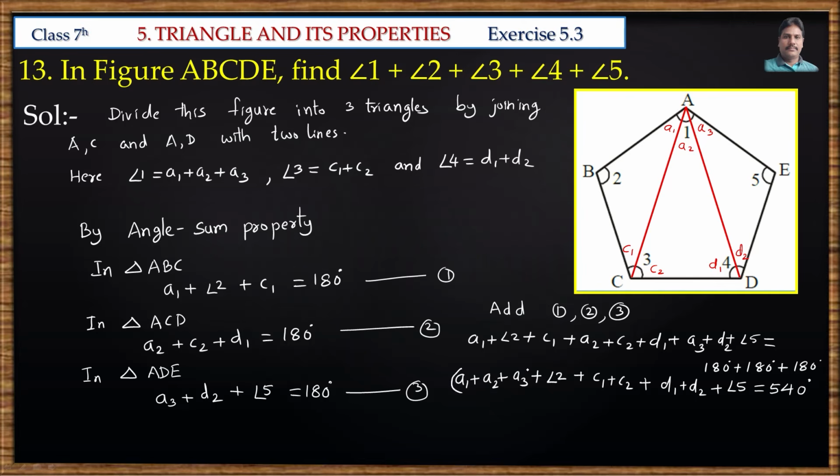We know that A1 plus A2 plus A3 is angle 1, plus angle 2, plus we know that C1 plus C2 is angle 3, plus D1 plus D2 is angle 4, plus angle 5 is equal to 540 degrees. This is our answer.